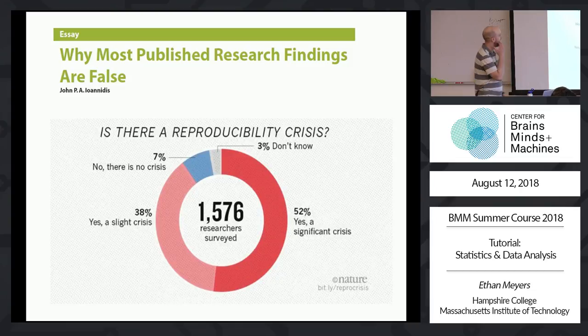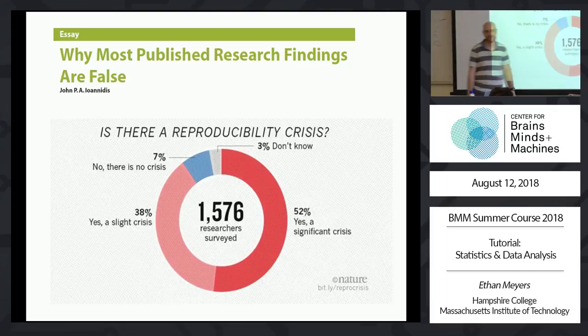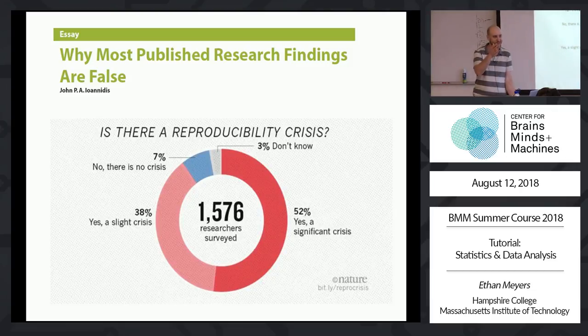Here's some data. This is the percent of scientists that think there is a replication crisis, a reproducibility crisis. 52% think it's significant, 38% slight, and only 7% say no. So, I don't know if you have that feeling.